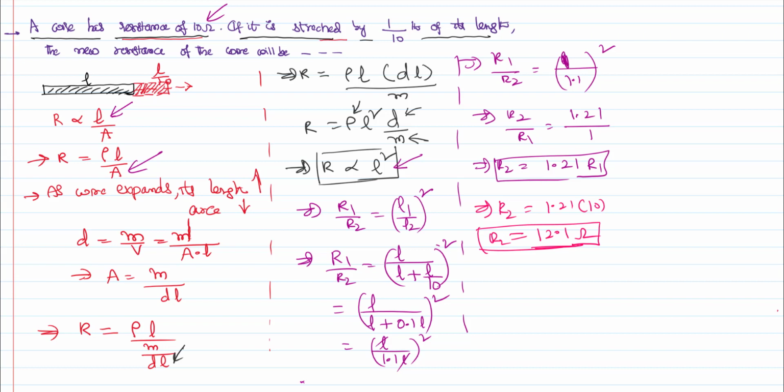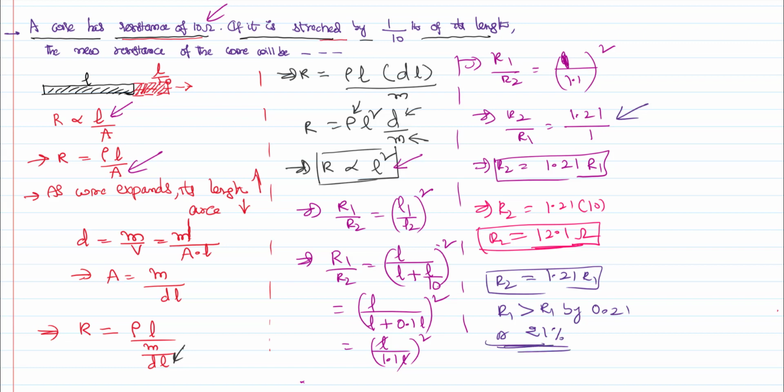So just to give you a conclusion, be careful to understand this point: R2 is 1.21 times of R1, which means R2 is greater than R1 by 0.21, or if I write that in percentage, 21%. This is how we can solve the problem.